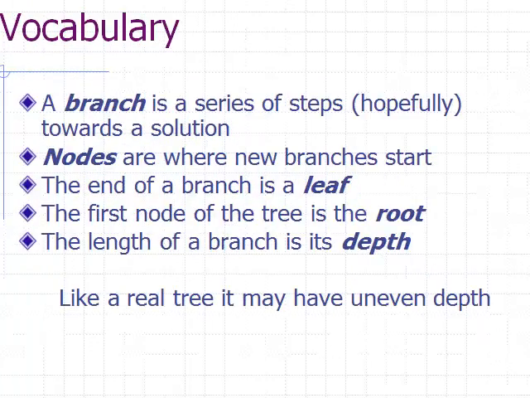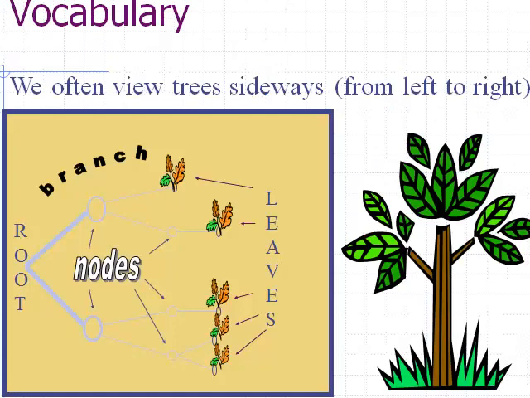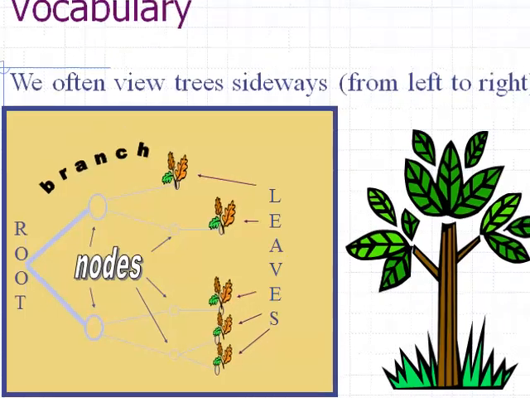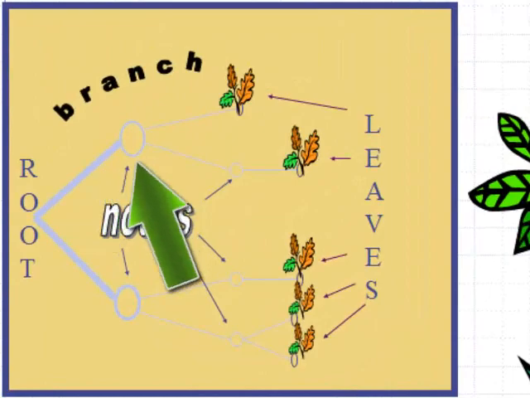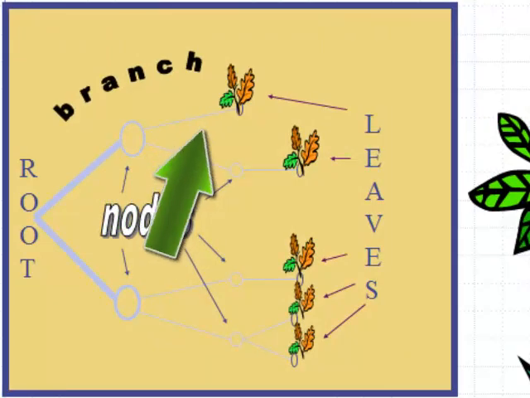Here are the terms I'll be using throughout this tutorial. Since not all branches have the same length, the tree's depth is usually uneven. Some branches may be longer than others. So we have a branch, we have nodes, leaves, roots. We often view trees sideways from left to right. So here we have the root, a branch, some nodes, the leaves.